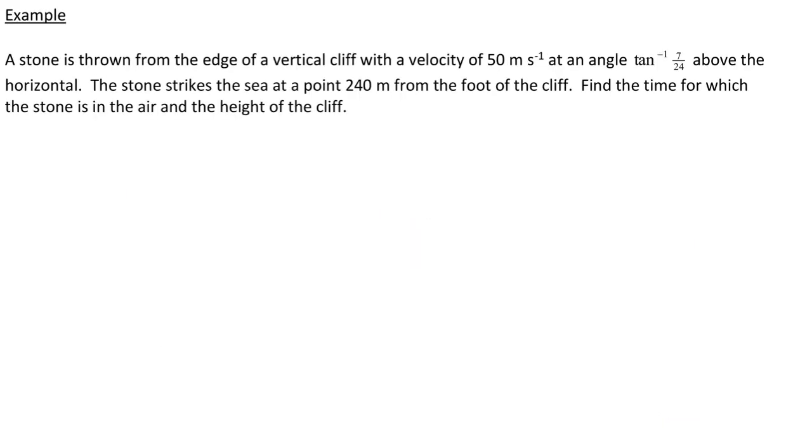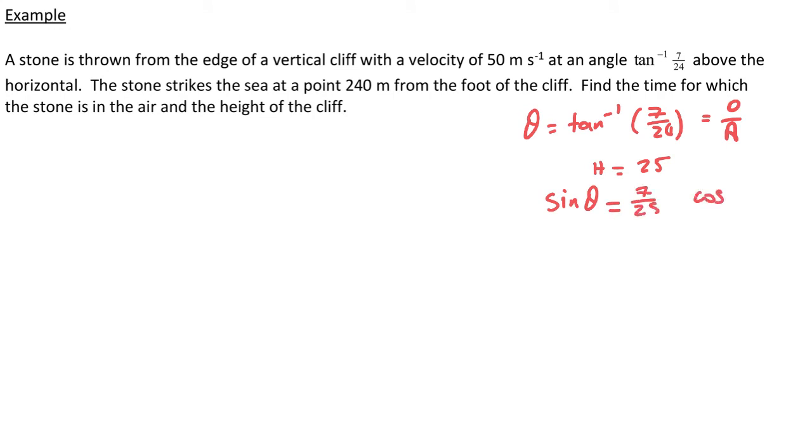Example: a stone is thrown from the edge of a vertical cliff with a velocity of 50, at an angle of tan to the minus 1 of 7 over 24 above the horizontal. Now, if we have that theta is tan to the minus 1 of 7 over 24, that means that the opposite and the adjacent are 7 and 24 respectively. So that means the hypotenuse is going to be 25. So from that we know that the sine of theta is going to be 7 over 25 and the cos of theta is going to be 24 over 25.